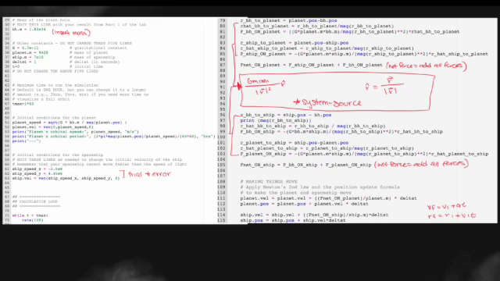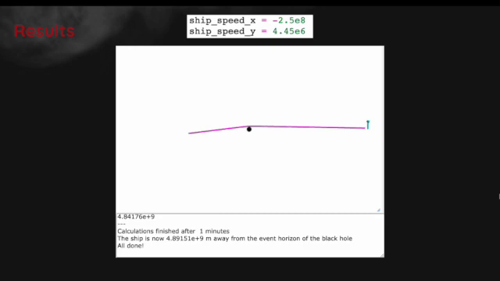And on this side, it was just plugging in the gravitational force formula between the two objects, whether it was the black hole and planet, the ship and the planet, or the ship and the black hole. Then finally down here, it was just position update and velocity update. So as you can see here, the initial velocities that worked were negative 2.5 e to the 8th and then 4.45 e to the 6th. And as you can see in the image down below, the ship successfully escaped the pull of the black hole.